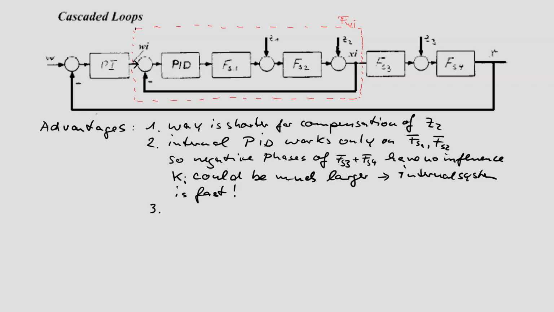And third advantage is following. If this controller is well designed, that is a condition, then we assume that this value and this value, after change, very quickly have the same value. So with wi, you control xi. That is the task of this controller, with the advantage that you have a control about this internal value.